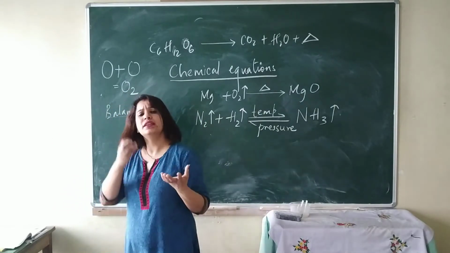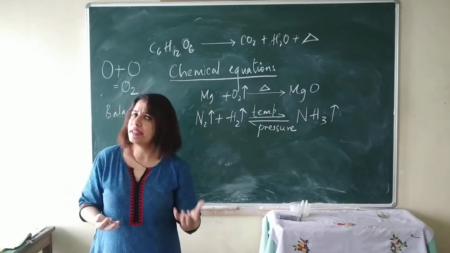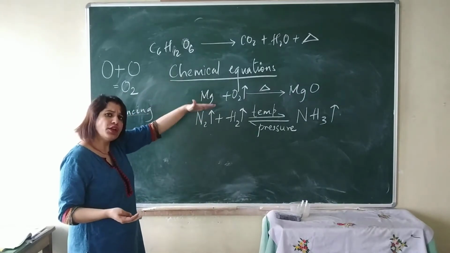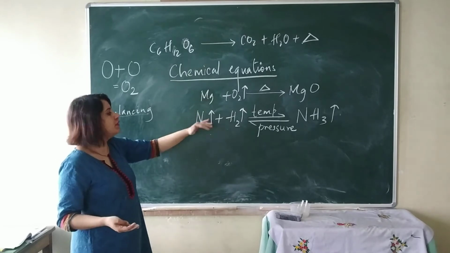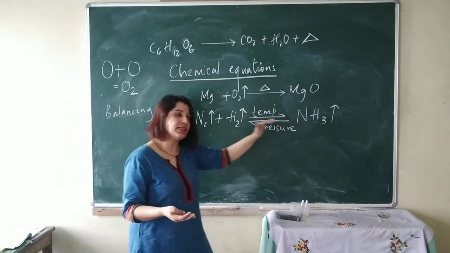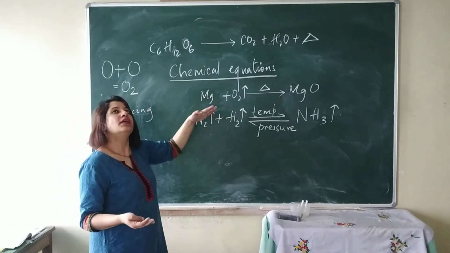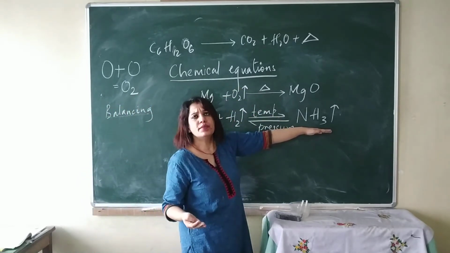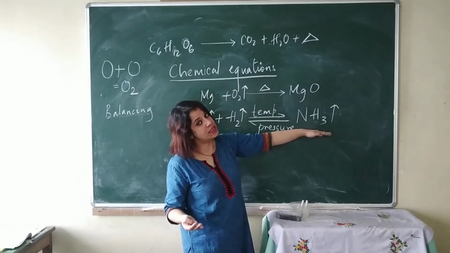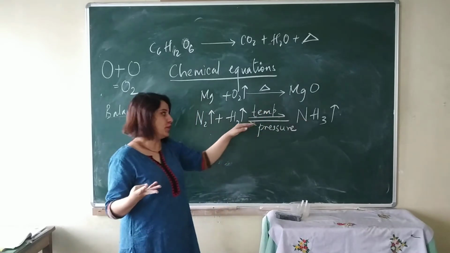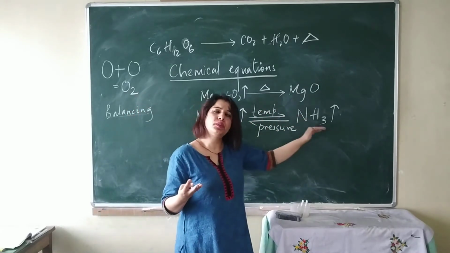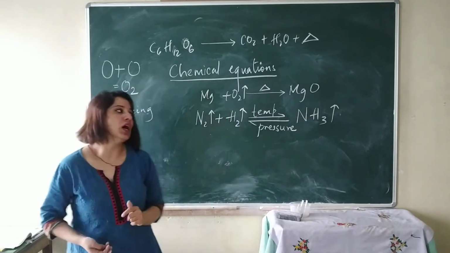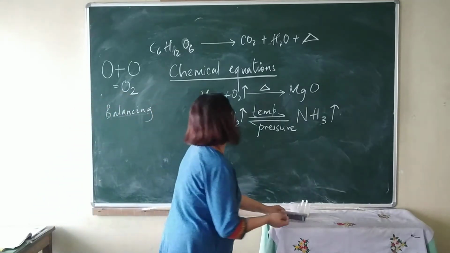So since matter is neither being created nor destroyed, that means the number of atoms of these elements on both the sides, that means the number of elements in the reactants and the number of elements in the products, should be the same. That means the mass of the reactants should always be equal to the mass of the products. So let's see how we balance an equation.